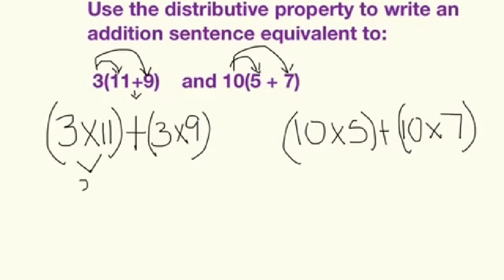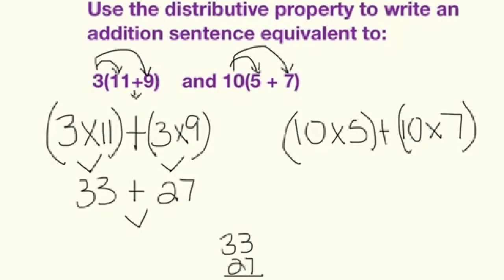3 times 11 is 33, plus 3 times 9 is 27. 33 plus 27, add them up, 3 plus 7 is 10, 3 plus 2 is 5, plus 1 is 6. Our answer is 60. Is that the same as 3 times 11 plus 9? 11 plus 9 is 20, and 3 times 20 is 60.